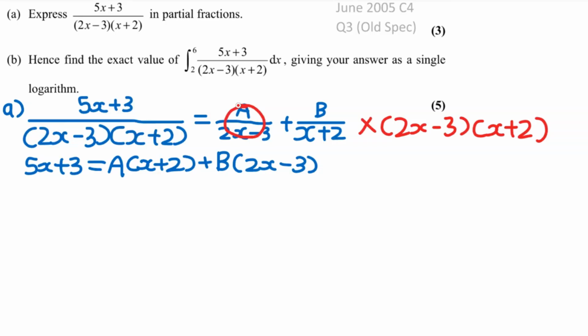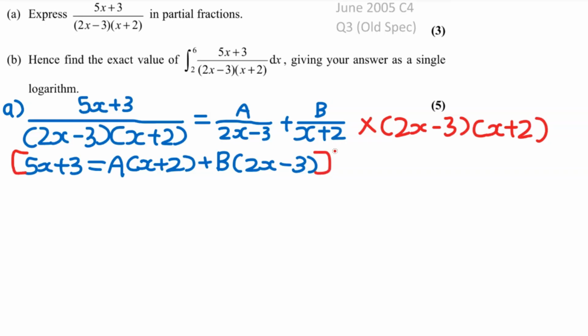Then if we consider this term, the 2x - 3 bracket is going to cancel out with the 2x - 3 denominator and leave us with A multiplied by (x + 2). And for this term, the x + 2 bracket will cancel out the x + 2 denominator to leave us with B multiplied by (2x - 3). So we're left with this equation.